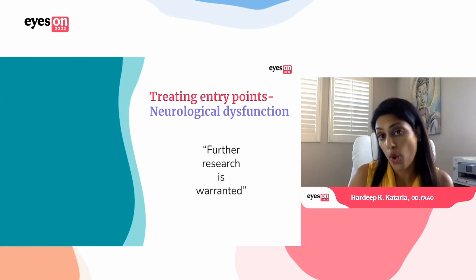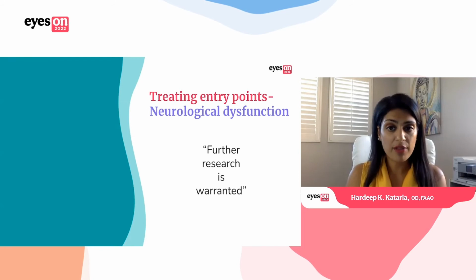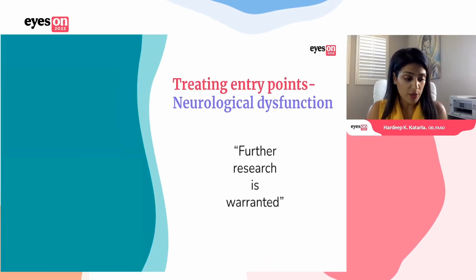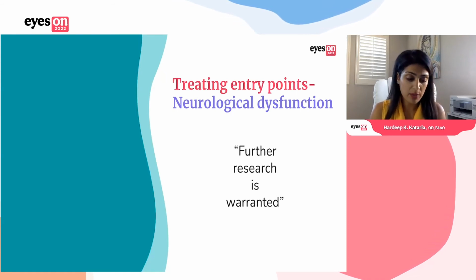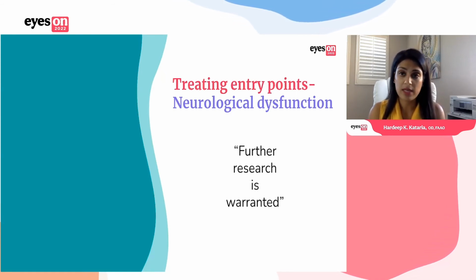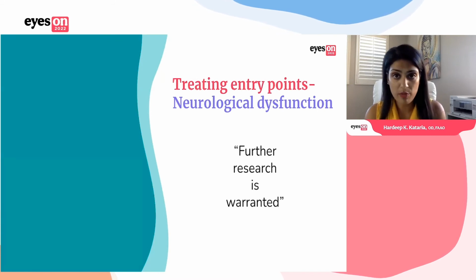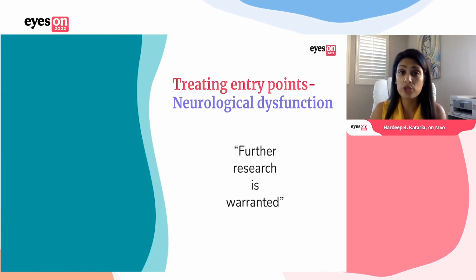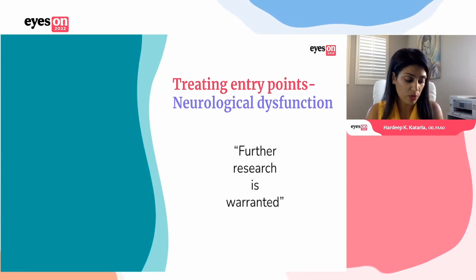So this is a direct quote from the TFOS DEWS 2 when it comes to addressing neurological dysfunction. Further research is warranted. So for neurotrophic keratitis, we do have a new drug that's available for our patients, and it is known as Oxervate, cenegermin, by Dompé. It's an FDA-approved treatment, and it's a recombinant form of human nerve growth factor that's dosed at 8 weeks. And so that's shown very promising results when it comes to the resolution of neurotrophic keratitis, as well as corneal nerve health and corneal nerve density.